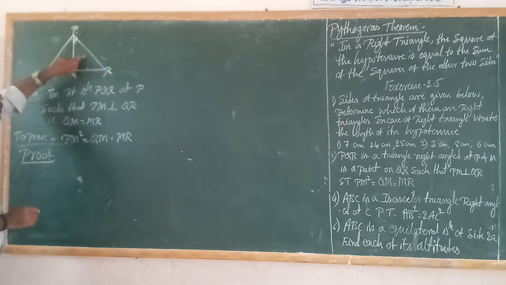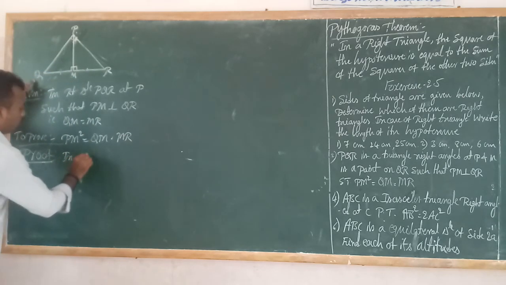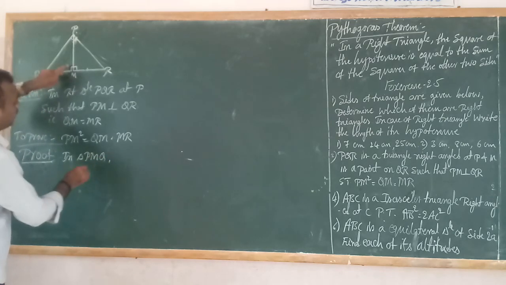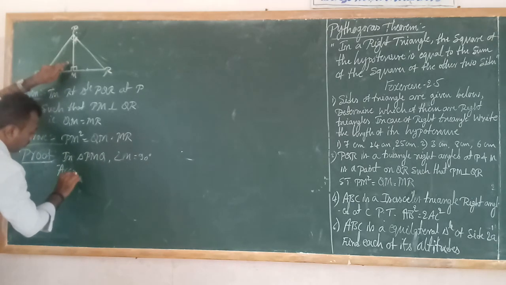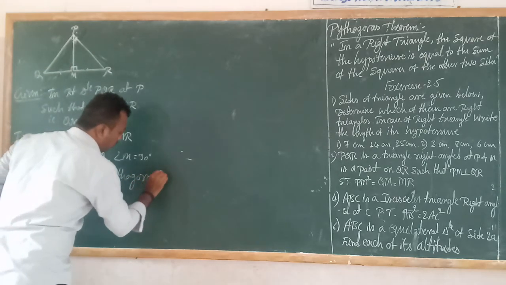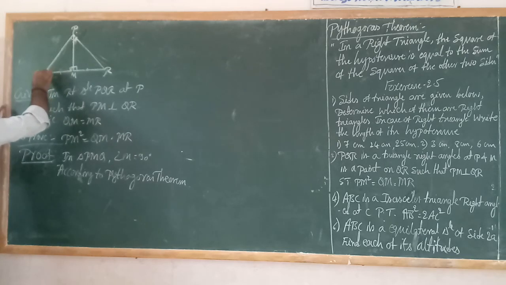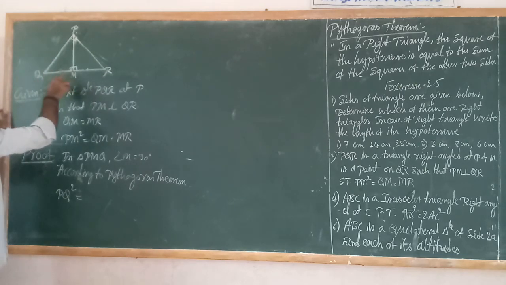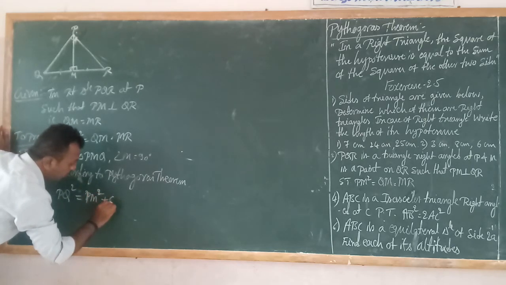Students, these two triangles are there here. So first we have to consider the first triangle, PMQ. In triangle PMQ, angle M is 90 degrees, correct? So PMQ is a right triangle. We are using the Pythagoras theorem. According to the Pythagoras theorem, the square of the hypotenuse is equal to the sum of the squares of the other two sides. Hypotenuse here is PQ, so PQ square is equal to PM square plus QM square.